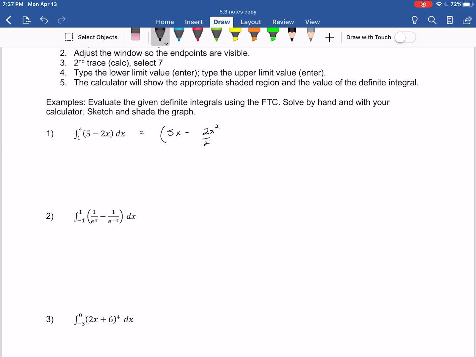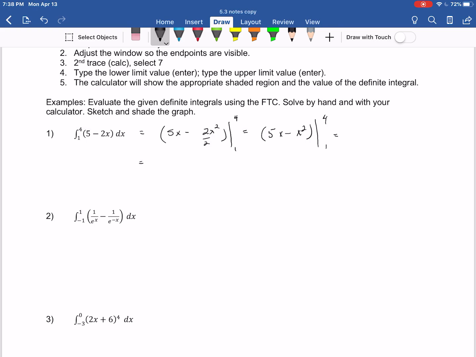This time, I'm going to represent the fact that I have to substitute in the bounds from 1 to 4 with that long vertical line with the 1 and the 4 outside. I'm going to simplify this just a tad. So I get 5x minus x squared. And once again, I want to evaluate from 1 to 4. So what this means to do is it means to substitute the top number.